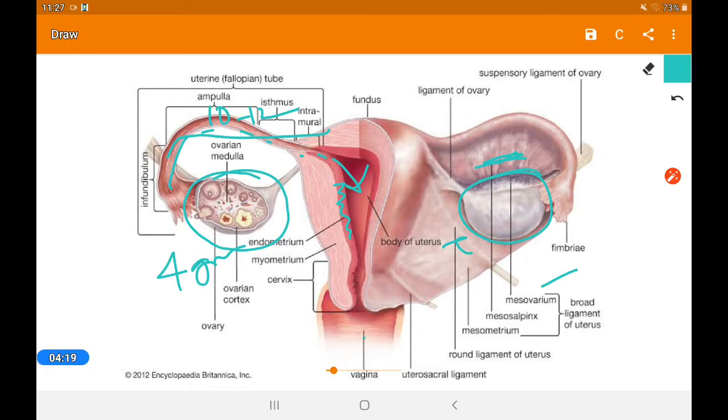Cervix, this part is the biggest and the most powerful valve in the body. It can hold up to 7 kilogram of fetus during pregnancy.